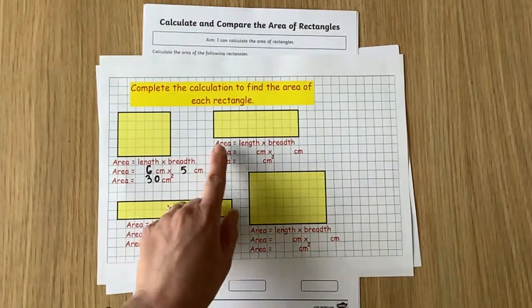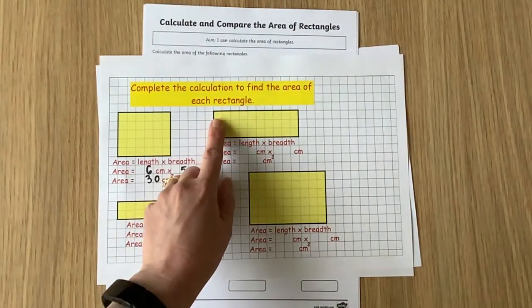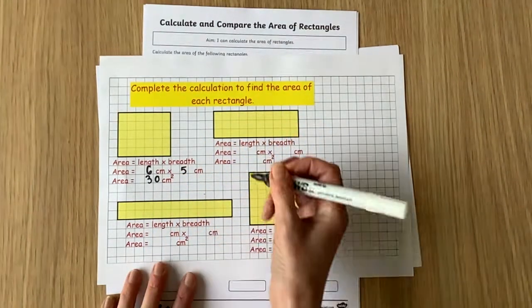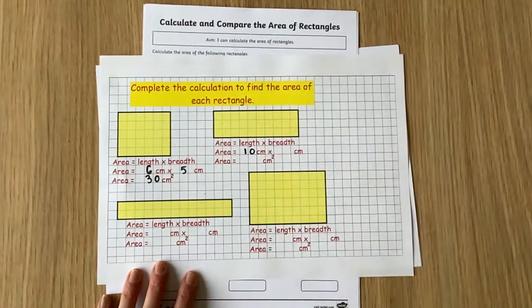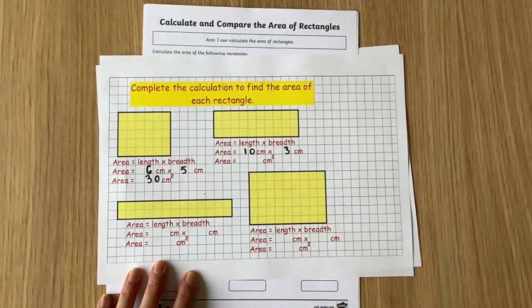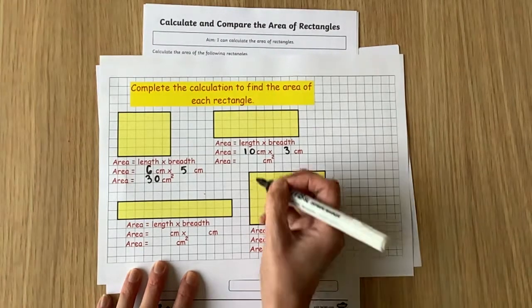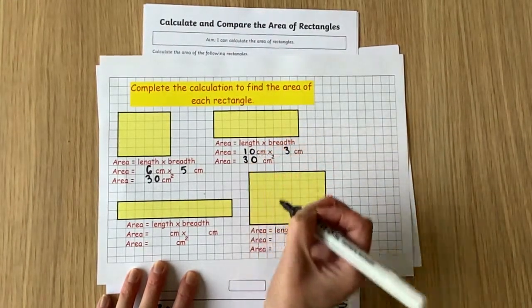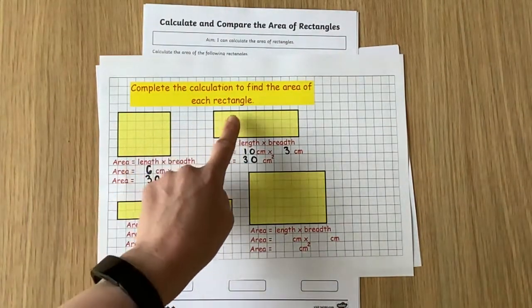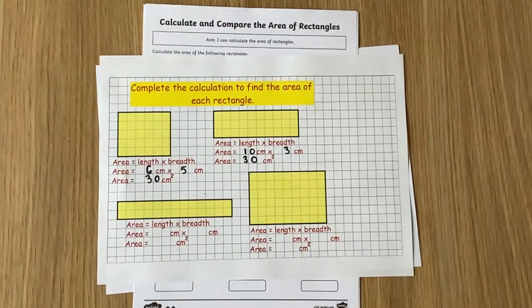Let's work out this one. Shall we count them? So what's the length? What's the breadth? The length, 1, 2, 3, 4, 5, 6, 7, 8, 9, 10. So there's 10 going across. How many can you see going down? 3, yep. So what's the area of this one going to be? 10 times 3 is also 30 centimetres squared. These two shapes have exactly the same area. They're not exactly the same rectangle, but they do have exactly the same area.